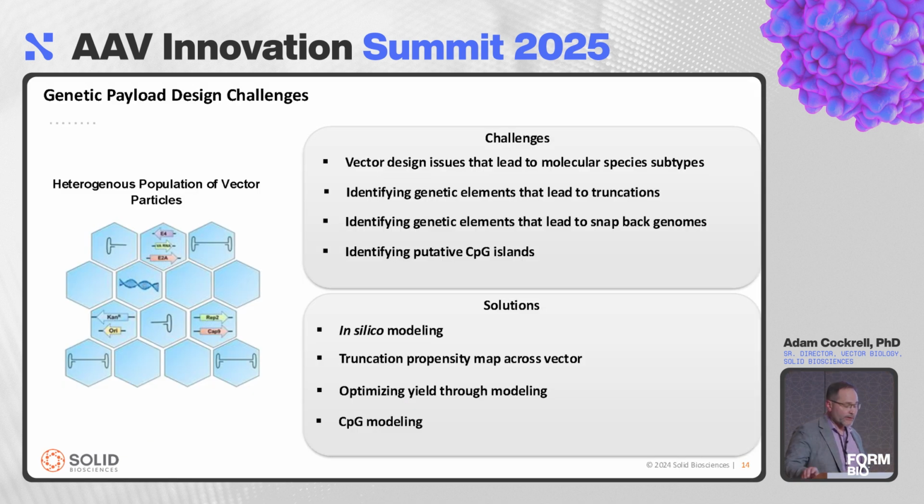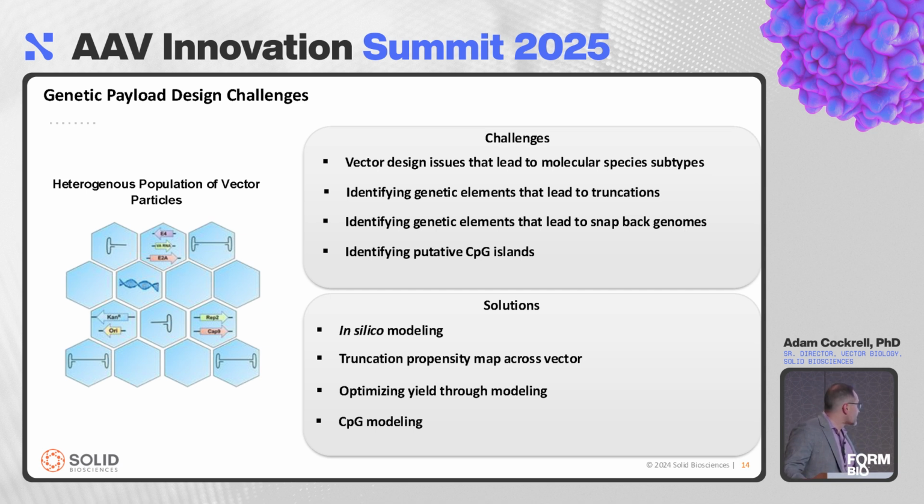Why do I have such a heterogeneous population? So the challenges here are vector design issues that lead to molecular species subtypes. We're trying to identify genetic elements that lead to truncation. So a lot of this is due to truncation. So where can we identify in the vector that can provide us information to change the vector up front?